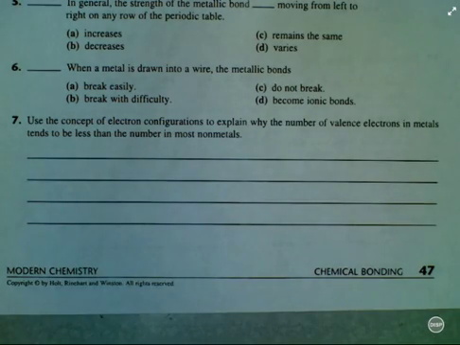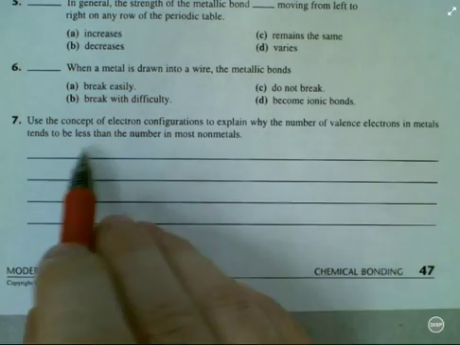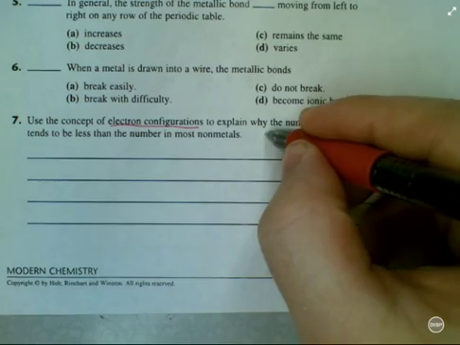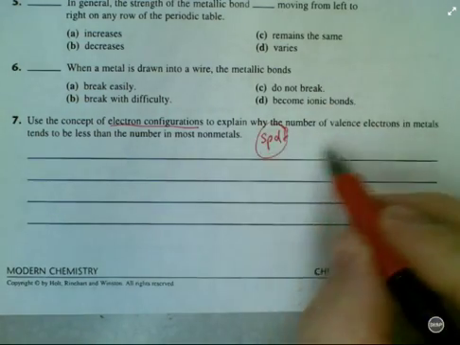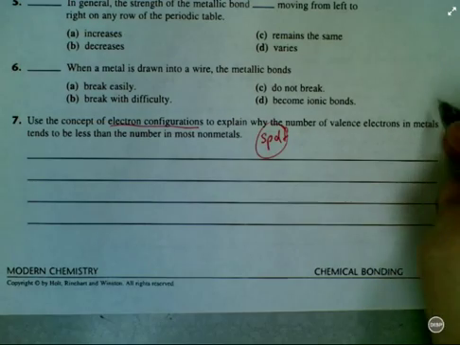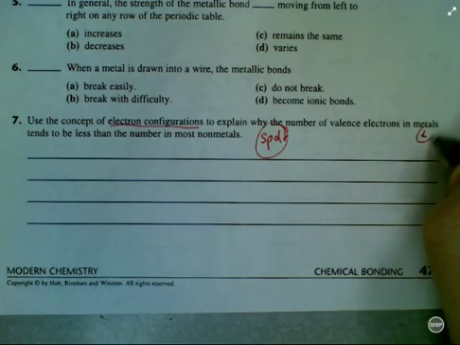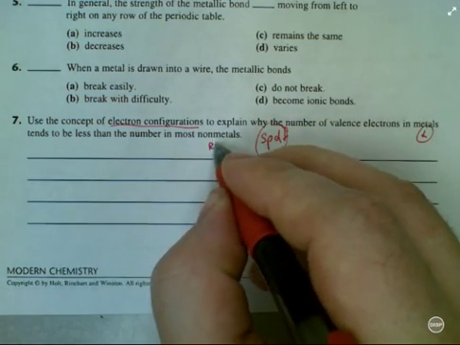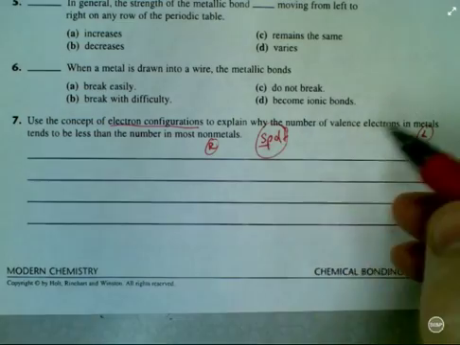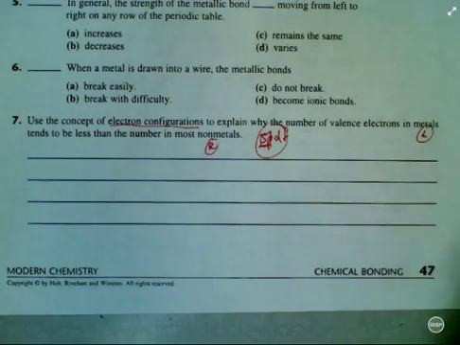Number 7, use the concept of electron configurations to explain why the number of valence electrons in metals tends to be less than the number in most nonmetals. Alright, so we're using electron configurations. That's the stuff like S, P, D, and F. We're using these ideas to explain why metals, on the left side of the periodic table, have fewer valence electrons than most nonmetals, on the right side. So we're really looking at the S and the P blocks here.